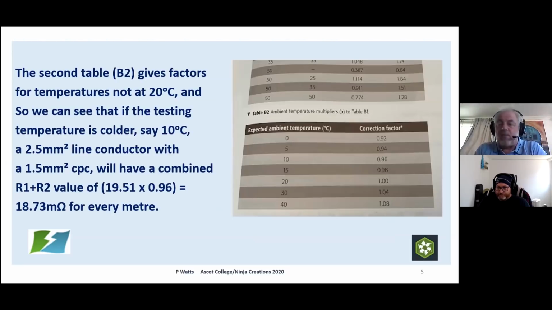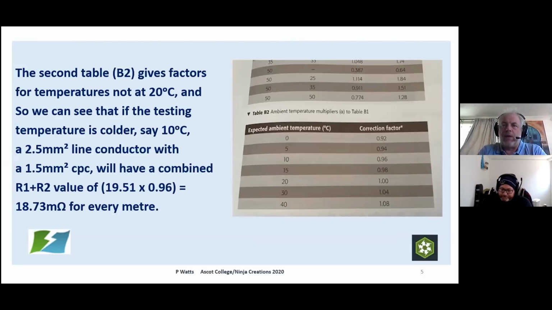The second table, B2, gives us the factors if the temperature is different. So the obvious thing to see here is that 20 is 1, which means no factor, no adjustment. So no factor applies. You can see then how they change from 20 downward or 20 upward. Always find the one factor, then you'll know how the table behaves.